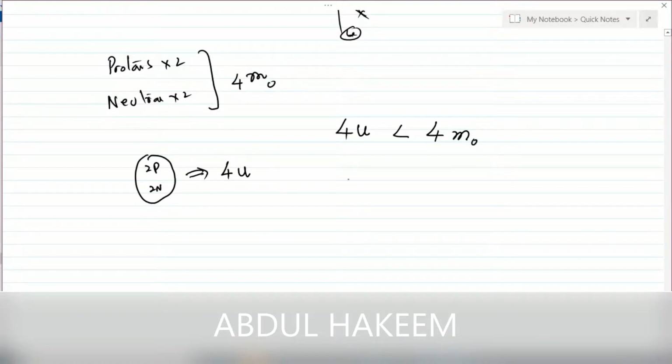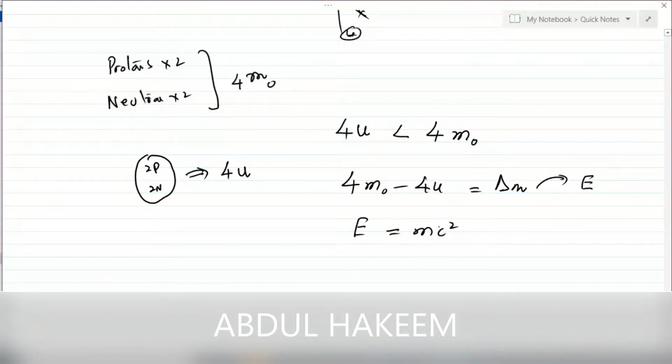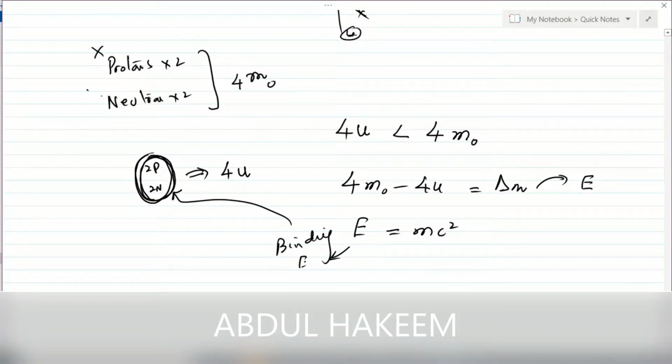The reason: the difference of the mass, which is called delta M, is converted into energy, and the energy formula is mc square. This becomes the binding energy among the nucleons, which keeps the proton and neutron together inside the nucleus. When they are outside the nucleus, there is no need for the binding energy, so their mass is large.